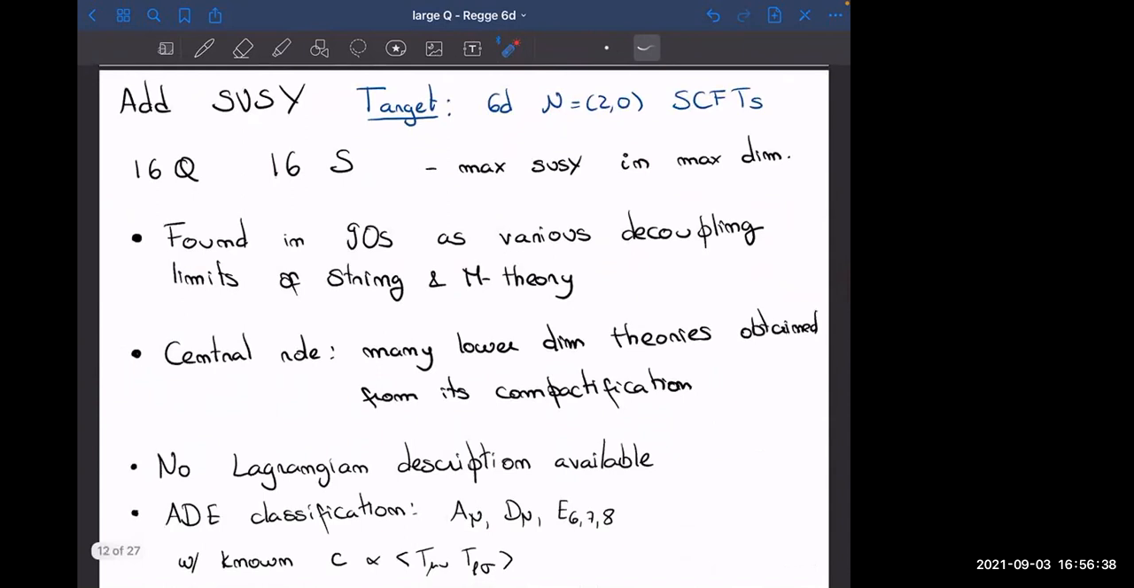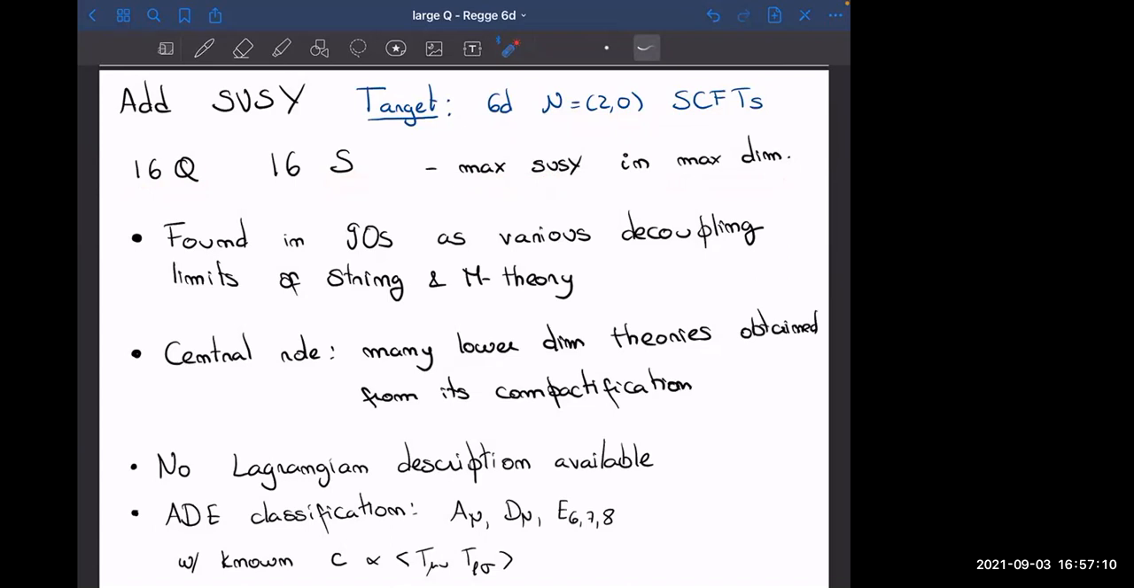Okay, so now changing gears, our target will be 6-dimensional N=(2,0) SCFTs. So these are the maximally supersymmetric series. They have the maximum amount of supersymmetry in 6 dimensions, and 6 is also the maximum dimension where you can have a superconformal algebra. And they have 16 Poincaré supercharges and 16 conformal supercharges.